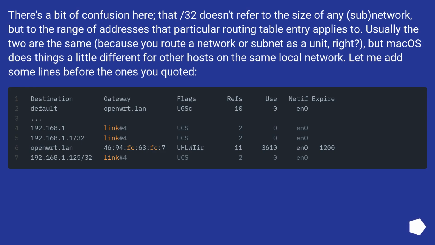There's a bit of confusion here, that /32 doesn't refer to the size of any subnetwork, but to the range of addresses that particular routing table entry applies to. Usually the two are the same, because you route a network or subnet as a unit, right? But macOS does things a little different for other hosts on the same local network. Let me add some lines before the ones you quoted.